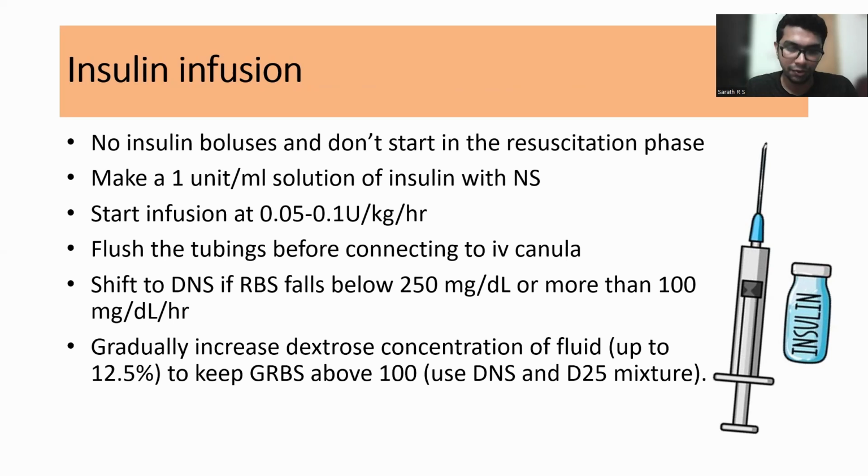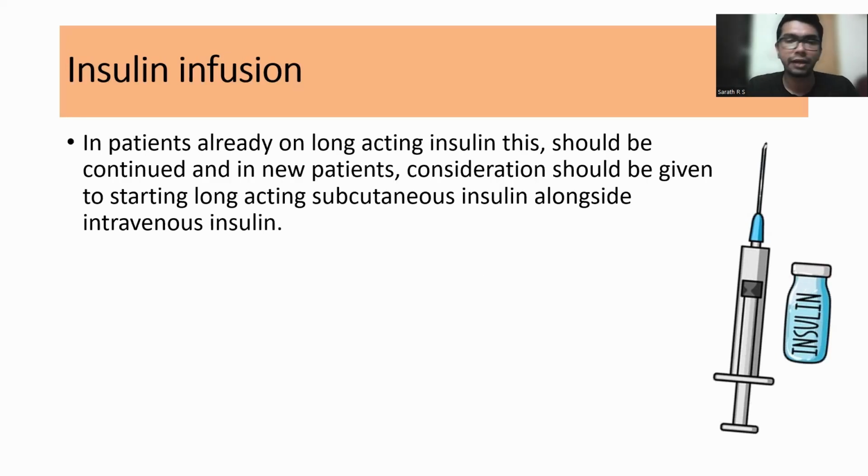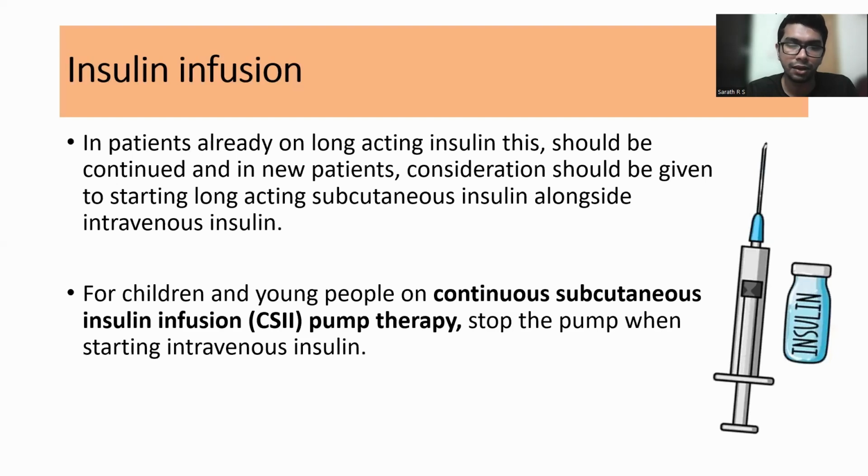And if the glucose levels are still going down despite starting DNS, we have to gradually increase the concentration of dextrose in the fluid. We can do that by mixing dextrose normal saline with D25, and we can go up to 12.5% concentration of dextrose. And if even at that point you can't maintain euglycemia, you can decrease the rate of insulin. If the child is already on long-acting insulin, you can continue that, because studies have found that if you continue long-acting insulin, the recovery time is less.